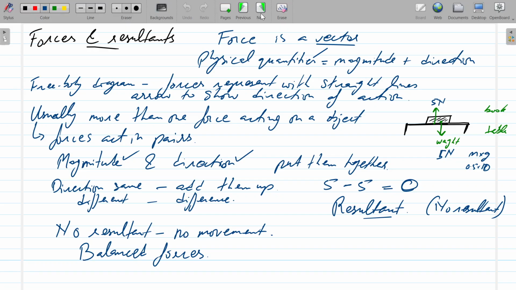Yes? Just to confirm, we were done with Newton's second law as well, right? No. We've done the first law. We'll be doing the second law today. Okay.